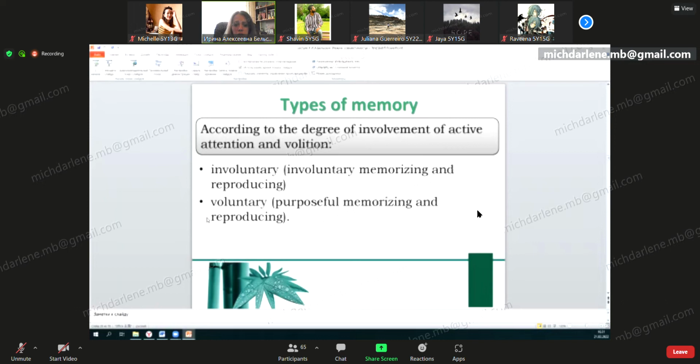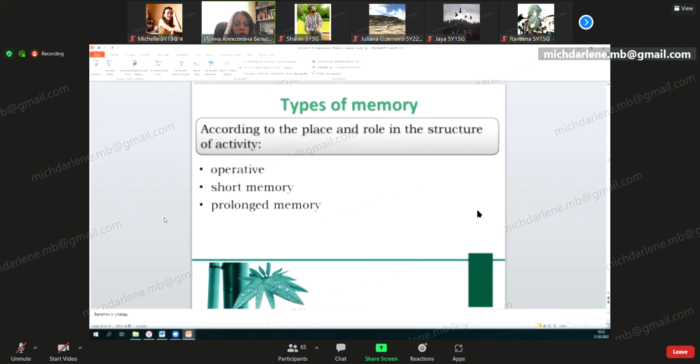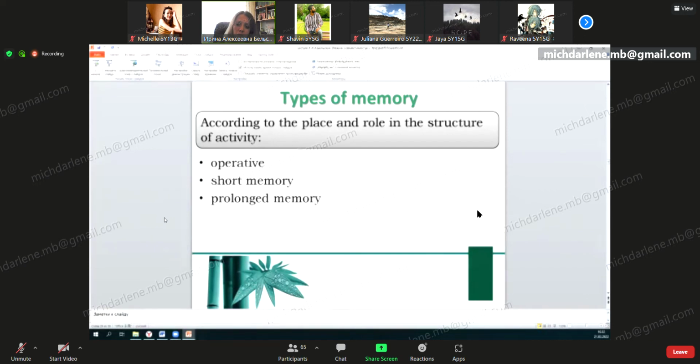Also, we can classify memory according to the place and role in the structure of activity. Here we can speak about operative memory, short-term memory, and prolonged memory. Operative memory we can define as a short storage of information, which is necessary for achieving the defined aim or goals, and loses its urgency after achievement of the task. It is the operative form of memory.